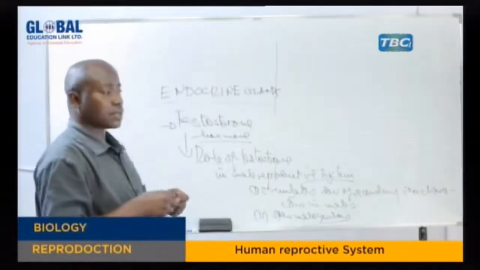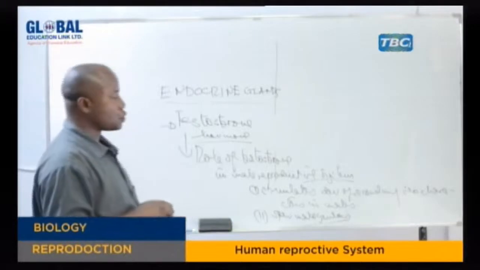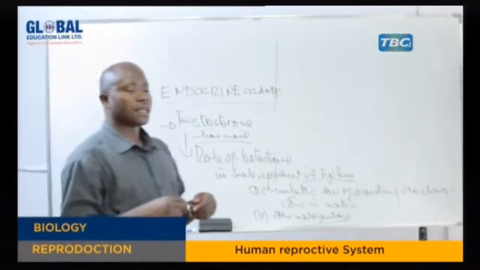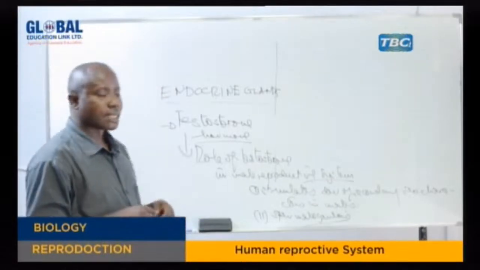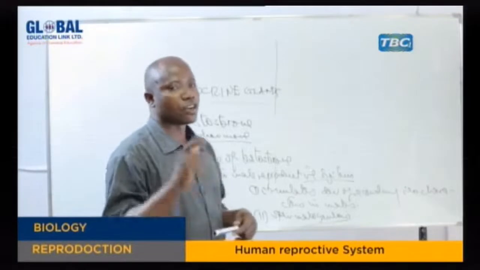Therefore, to answer this question, particularly part B, you'll have to identify or mention the hormone produced by the testis and its function. By so doing, you'll have answered this question correctly.